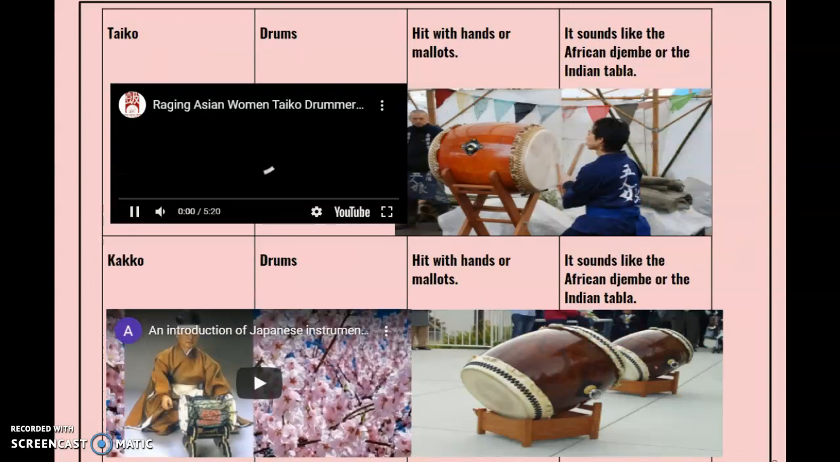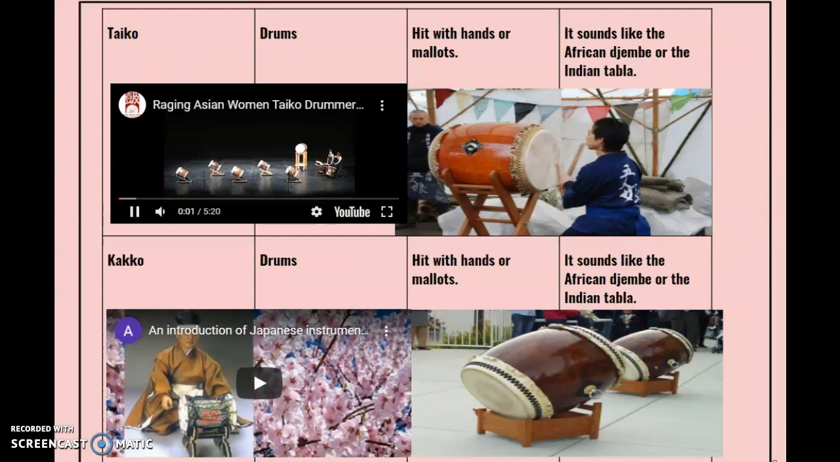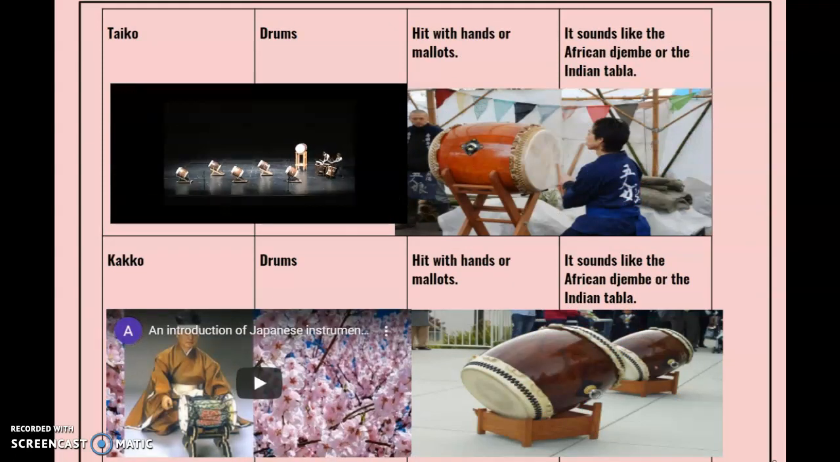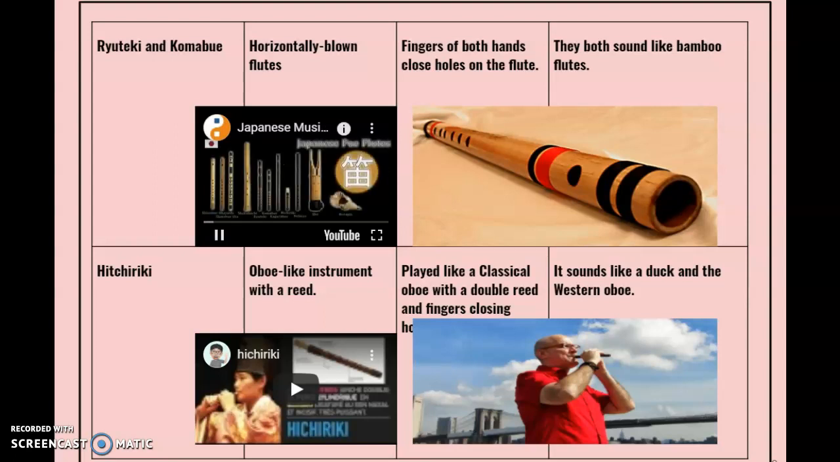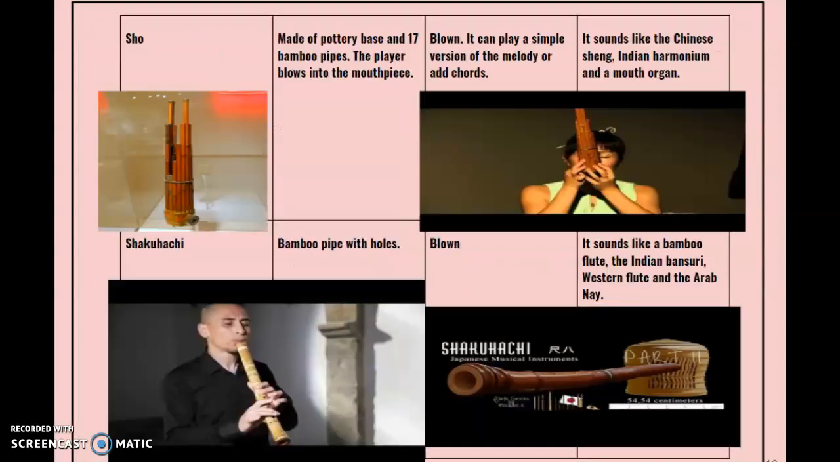Now the next one, I don't need to know the taiko and the kakko drums, but I think it will be quite interesting for you to watch them. Okay. They need to be quite fit to play this. Then I have the flutes, the ryuteki and the komabue, and the hichiriki that sounds like an oboe. You don't need to do those.